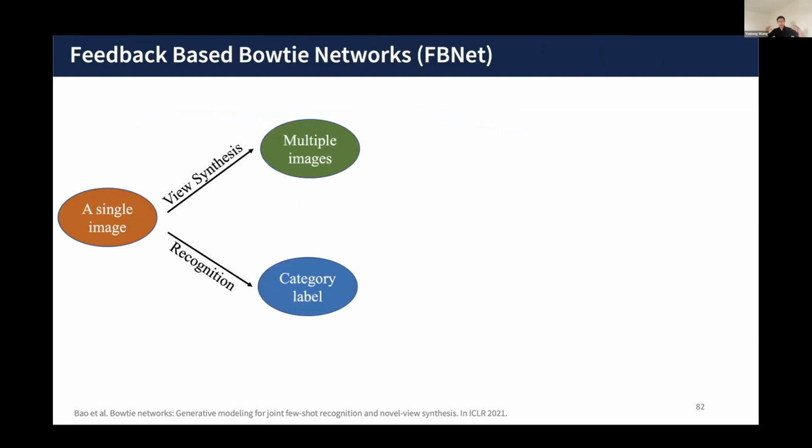These two tasks are inherently interconnected with each other. For example, the synthesized images can provide viewpoint variations for building a better recognition model. Meanwhile, the recognition model ensures preservation of the desired category information for view synthesis.